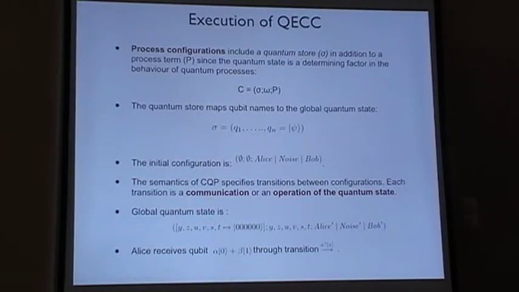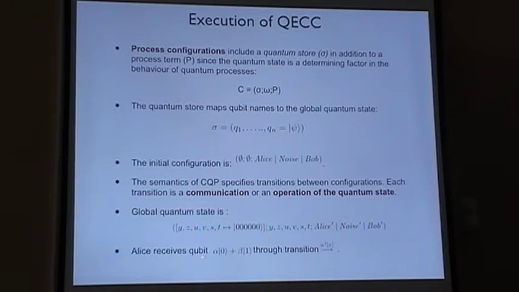The semantics of CQP specifies transitions between configurations, and each transition can be a communication or an operation on the quantum state, which is a mathematical operation and so on. Let's say after a set of operations, where the qubits which each process possesses have been created, we have a global quantum state as a ket vector of 6 zeros, for y, z, u, v, s, t, the qubits mapped to this quantum state. This is a list of qubit names, and we have the process Alice prime in parallel composition with noise prime and Bob prime. This is a little different because the qubits which Alice possesses, y and z, have been created.